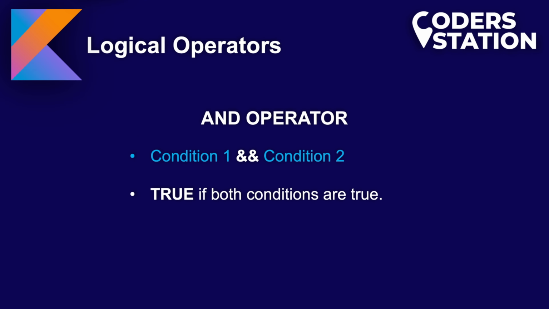The AND operator is used to check 2 or more conditions. If all the conditions are true, then it will return a true value, but if any one of those conditions is false, it will return a false value. That means condition A and condition B should both be true, then only the AND operator will return a true value. That is how the AND operator works. Let's understand this better in the code.